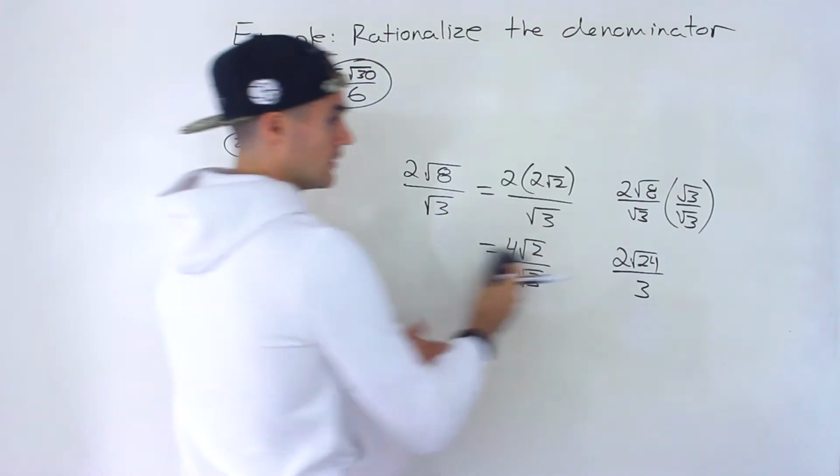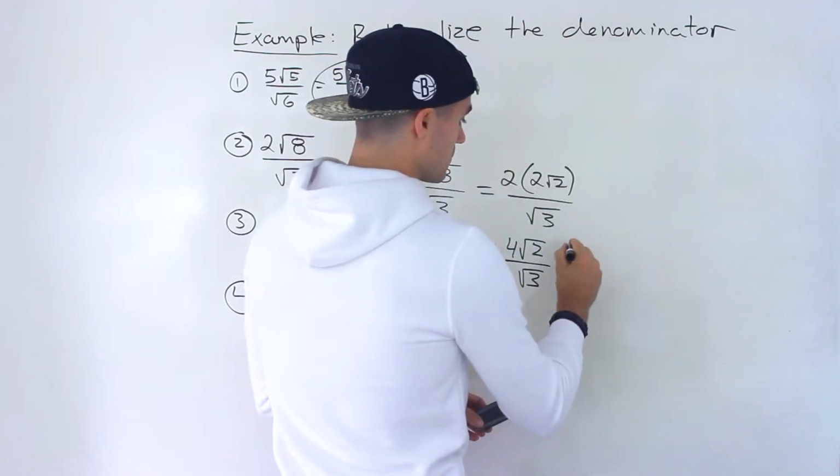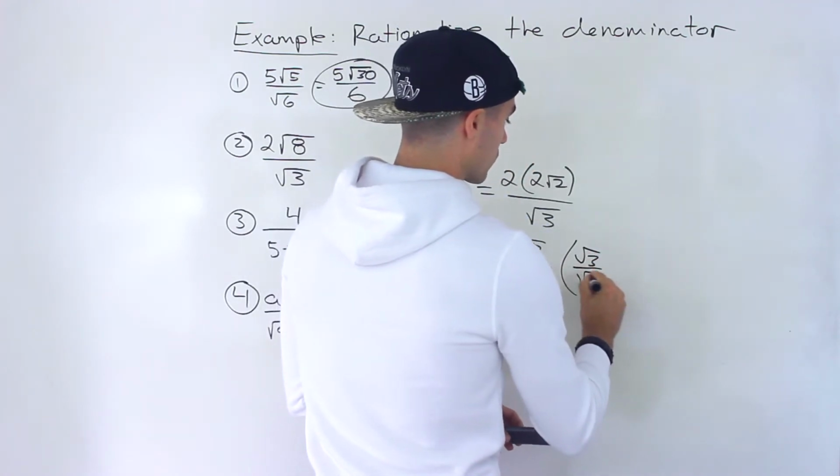And then from here, you can rationalize that root 3. So we'd multiply this by root 3 over root 3.